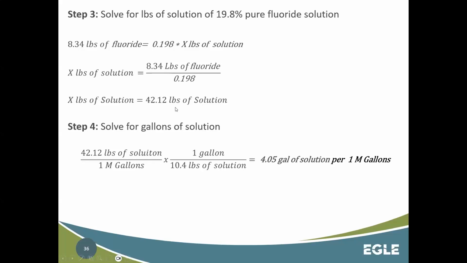Okay, to convert the pounds of solution to gallons of solution, we just use the value that was provided with the 10.4. So to convert pounds of solution to gallons, we divide it by 10.4, and we come up with 4.05 gallons of acid solution needed per 1 million gallons to give us a residual of 1 part per million.